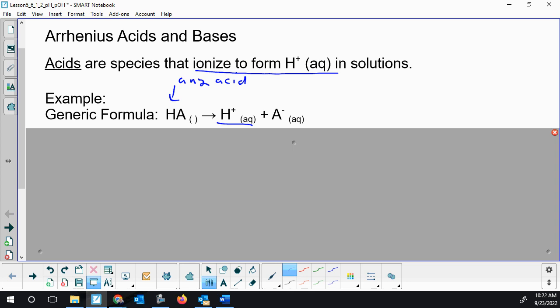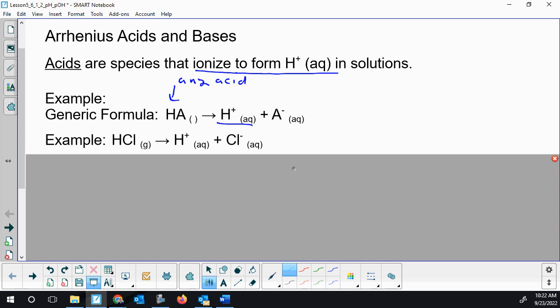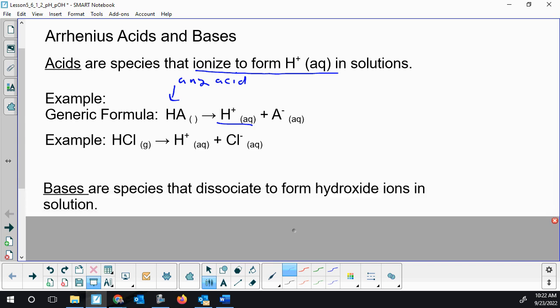So a specific example: if you take hydrogen chloride gas and you bubble it through water, you make a solution out of it, and it will ionize in solution. And you get H+ and chloride. That's kind of a nice ionization recap.